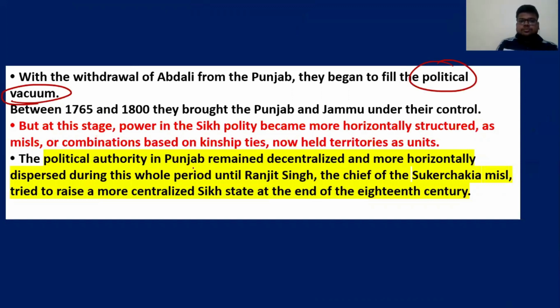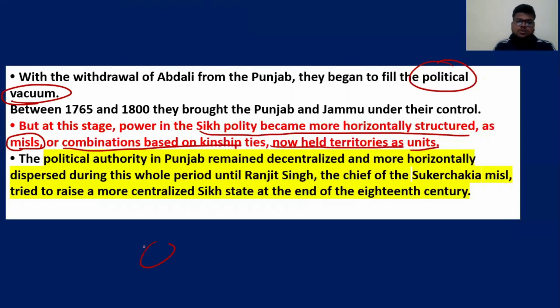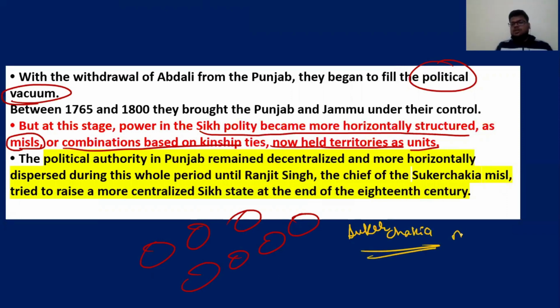So at that point, Sikh polity became much more horizontally structured as misls, as combinations based upon kinship ties, and now held territories as units. So the small misls came and established their small kingdoms, very small kingdoms. One of them was the Sukerchakia misl, and in that Sukerchakia misl was born Ranjit Singh.